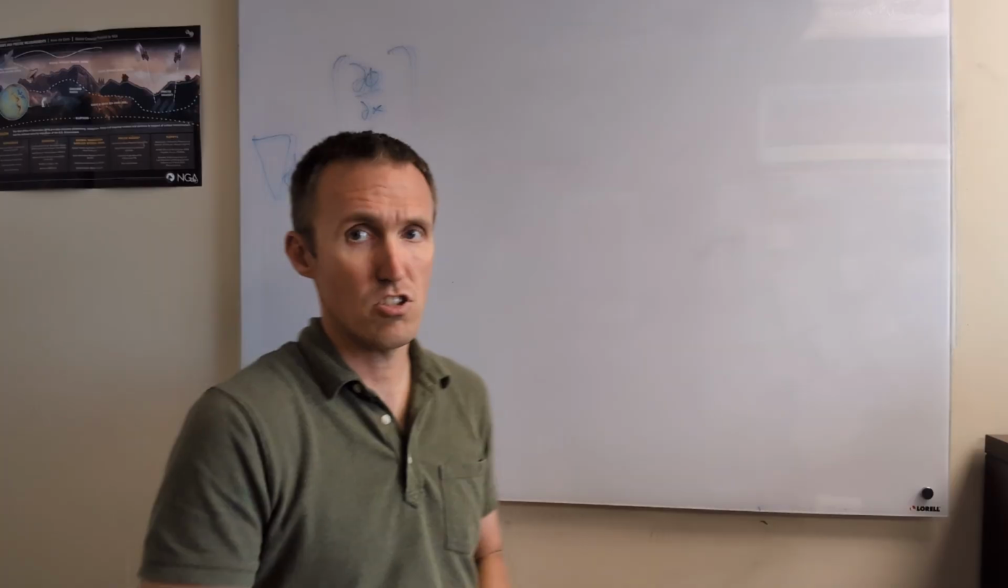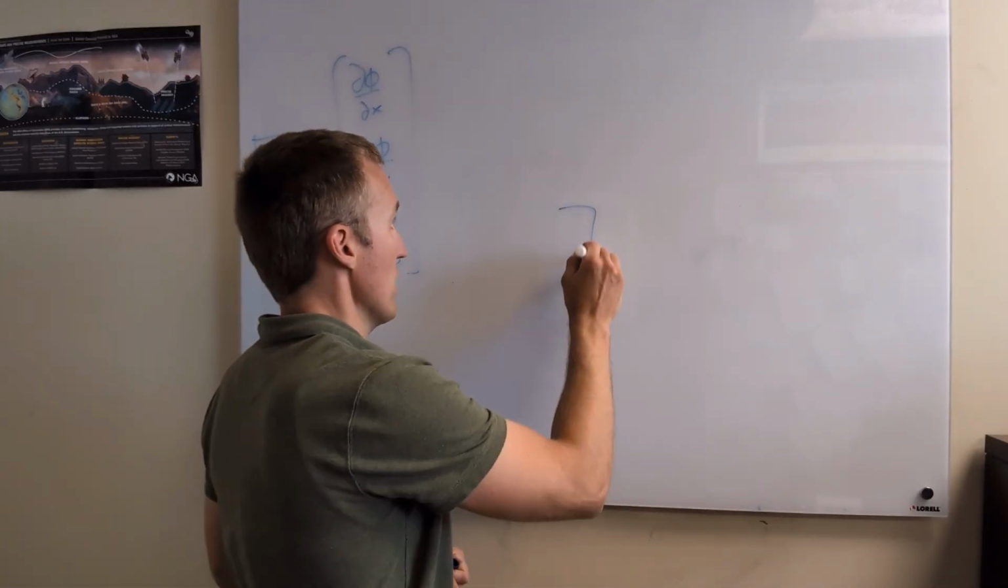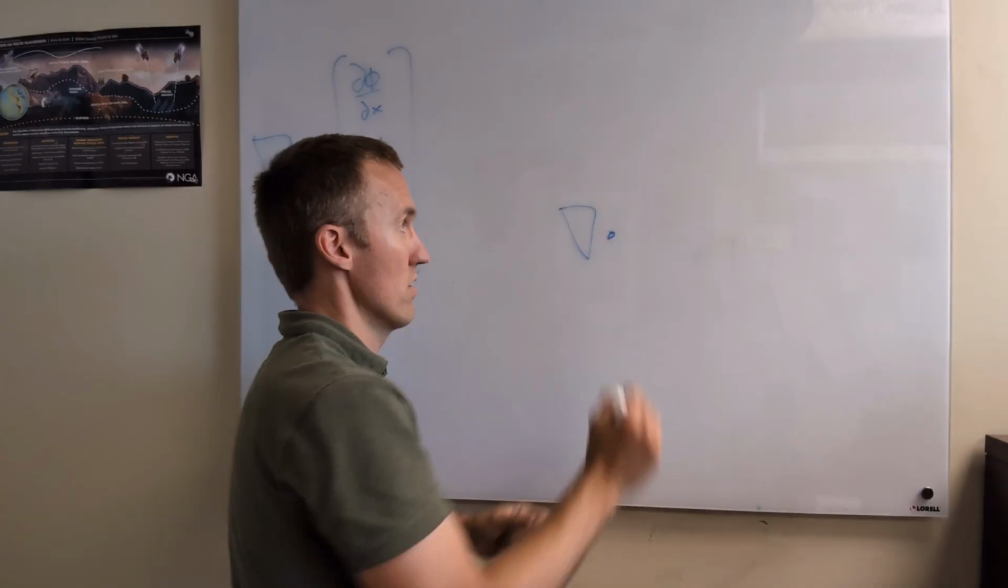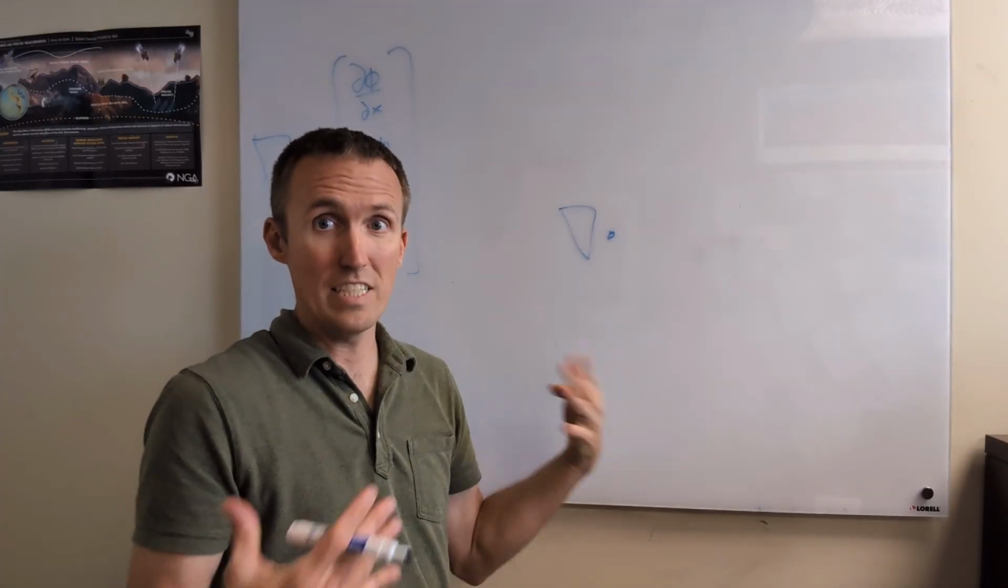Now let's talk about divergence. Divergence is a really important quantity, and we can write the divergence as, we'll still use this symbol, this nabla symbol, or we call it del.